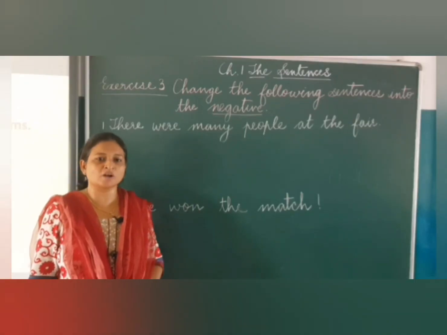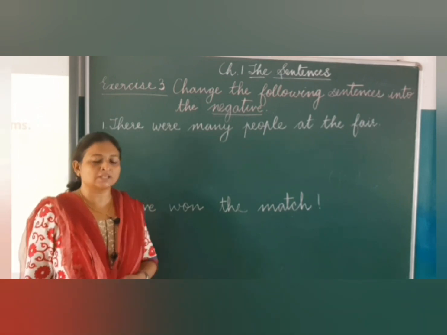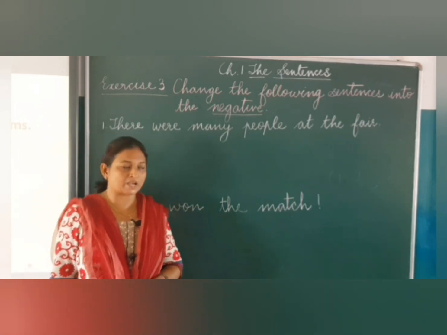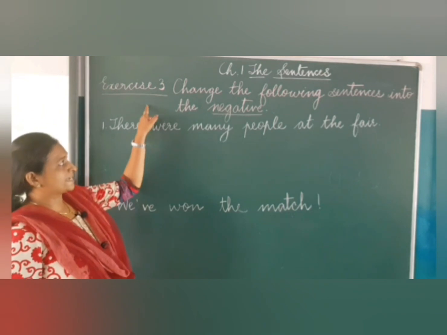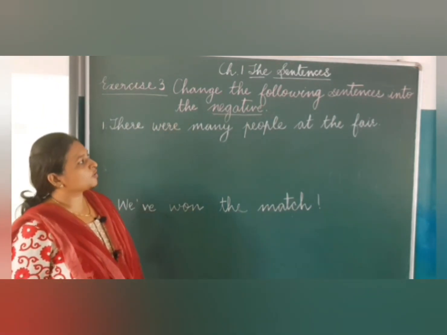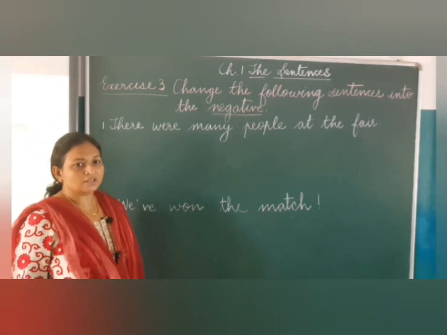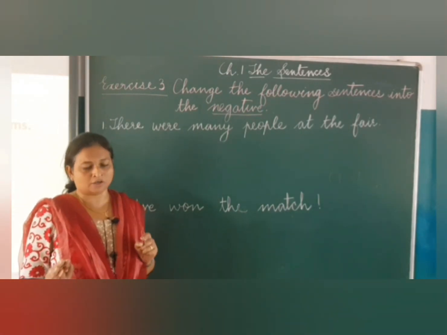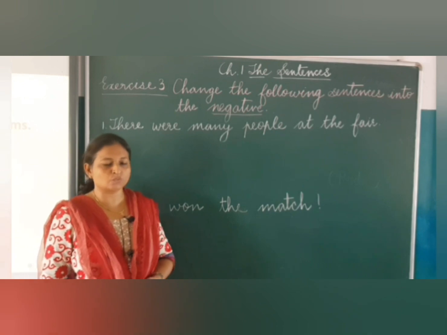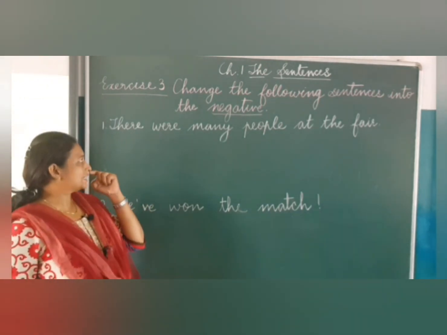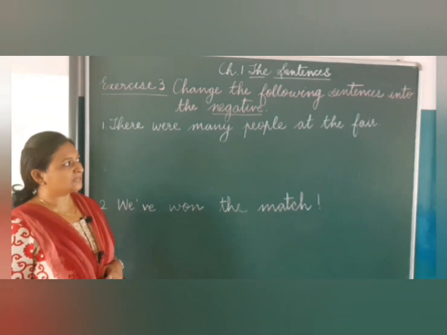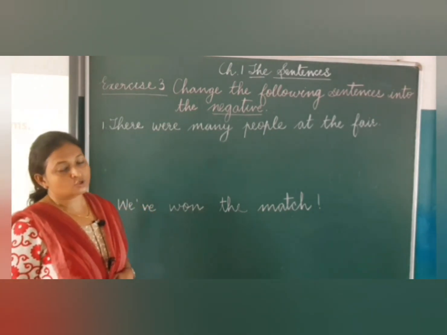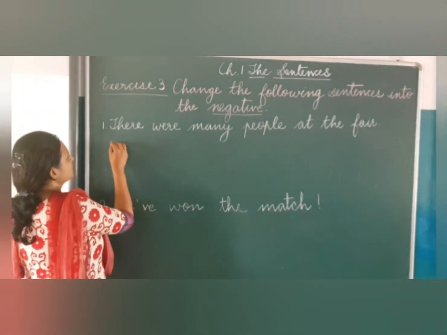Children, based on what we have learned, let's do the last exercise of this chapter. Exercise 3. Change the following sentences into the negative. Simply, you just have to add not, but the correct position is very important. So the first sentence is, there were many people at the fair. So how can we write?